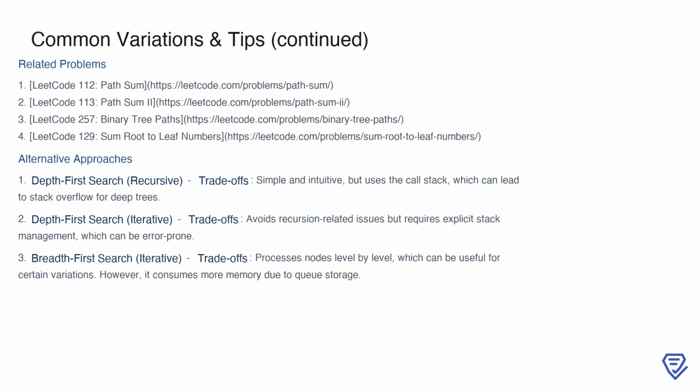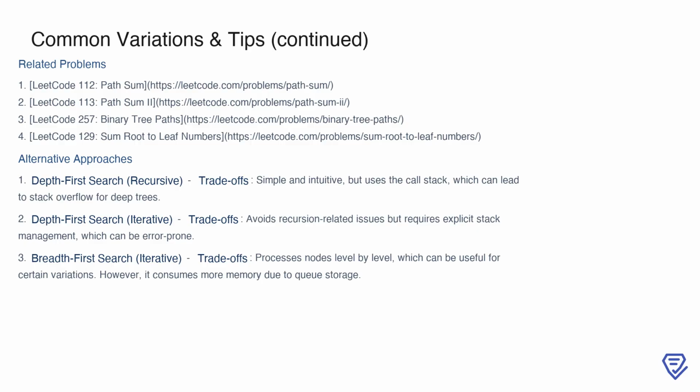To build a deeper understanding of this problem, it's helpful to explore related problems. For instance, LeetCode 112, Path Sum, and LeetCode 113, Path Sum 2, both involve traversing trees to calculate specific sums, while LeetCode 257, Binary Tree Paths, focuses on constructing all root-to-leaf paths. These problems share similar concepts and will give you a broader perspective on tree traversal techniques.